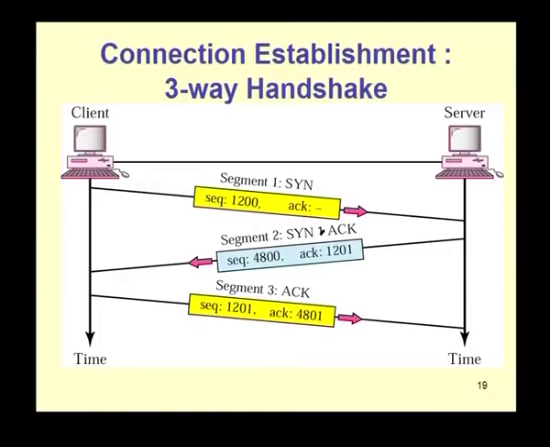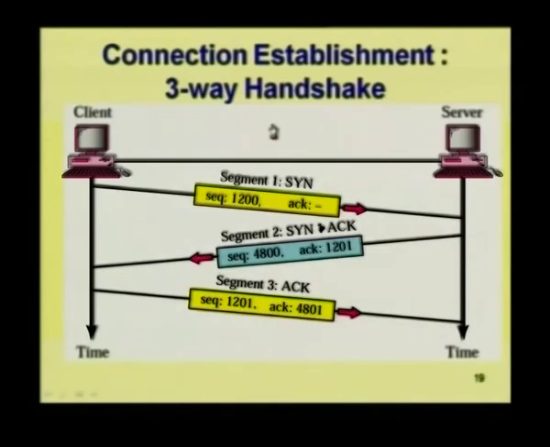Now let's look at how these flags are actually used for connection establishment and termination. Connection establishment in TCP is done by means of what we call a three-way handshake. Okay, there is an important term that's used in TCP: the three-way handshake. So let's look at what happens in a three-way handshake.